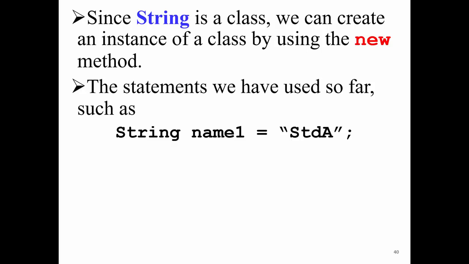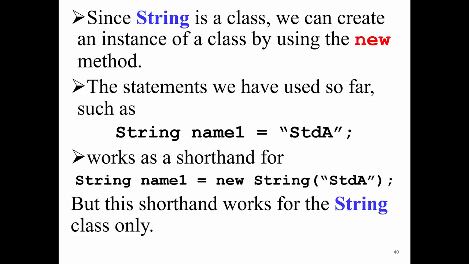But Java experts find out that people are using string very frequently, so they create a shortcut. They say, okay, once you give us a string, we're going to do the rest for you. Here we define a string name one, between these double quotations, is student A, and Java will take this and create a new string on the back end. So it will create an object of a string for you. This is a shortcut, and this shortcut works only with string.